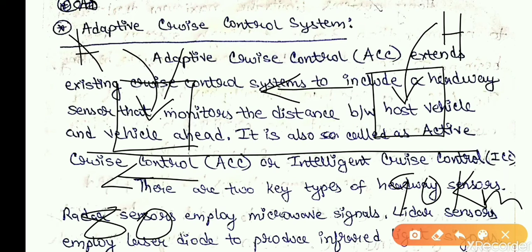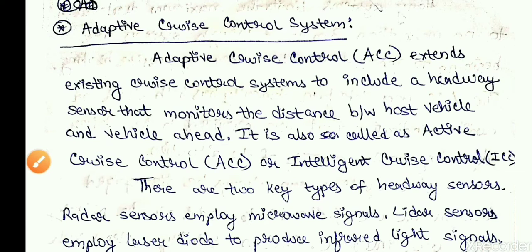So as time goes, your vehicle will come nearer to this vehicle, so there is a chance of collision. That means this vehicle will collide with that vehicle. To resist that, this type of system, the adaptive cruise control system, is used. It is also called active cruise control or intelligent cruise control, ACC or ICC.